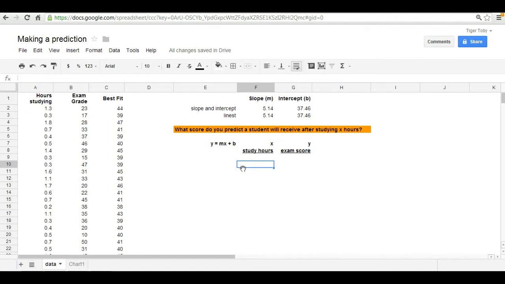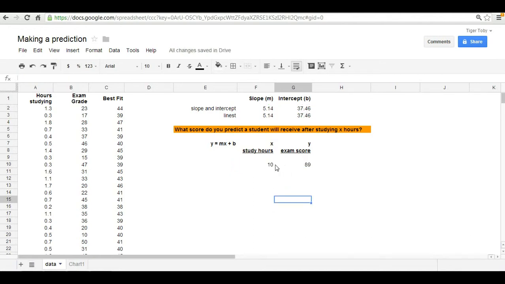What score do you predict a student will receive after studying, say in our case, let's say if you study 10 hours for an exam, what exam score should I expect, or what exam score do you predict? The way to do this now is to use that trend line, or the best fit line, y equals mx plus b, m being the slope, times x, which is the number of hours spent studying, plus intercept. And so when you study 10 hours, you expect an exam score of 89. Tough, tough exam. I'm going to keep the slope, or m, as an absolute reference, and also the intercept, because that will not change.